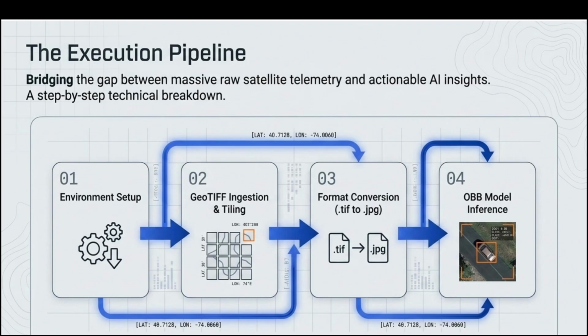After that, we convert JPG back to TIFF to get the TIFF image, which has the geospatial reference. A TIFF image has the geospatial reference, but JPG doesn't. So after completing the analysis, we convert JPG to TIFF again to get the geolocation information. This is the basic workflow for applying the OBB model inference. First, create the environment setup, then GeoTIFF ingestion and create the tiling, then format conversion TIFF to JPG, and finally apply the OBB model inference.